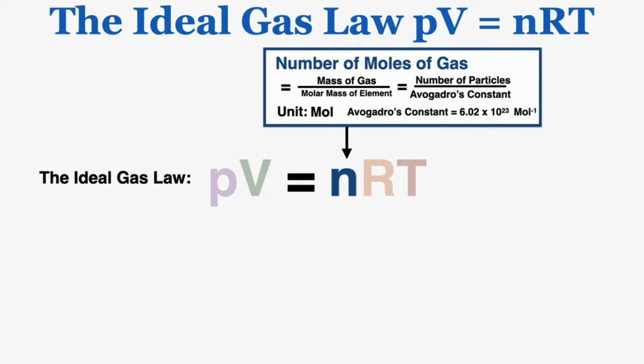The next variable is n, which means the number of moles of gas. As a reminder, there are 2 ways to calculate how many moles are present. You can either divide the mass of the gas by the molar mass of the element, or the number of particles present by Avogadro's constant.